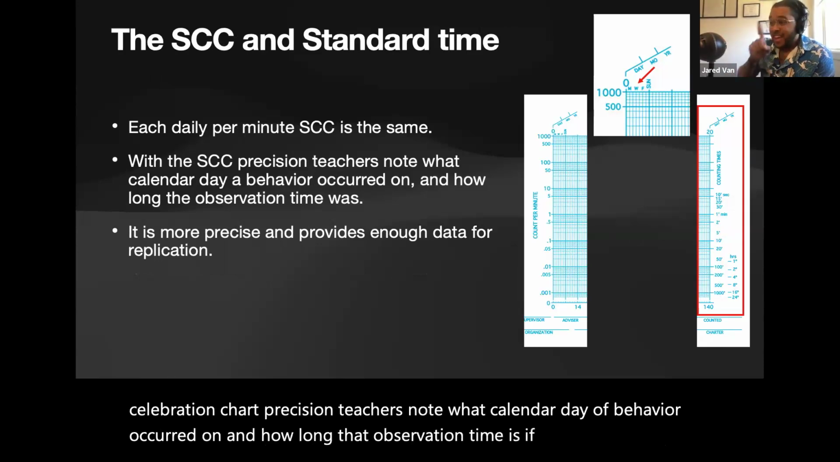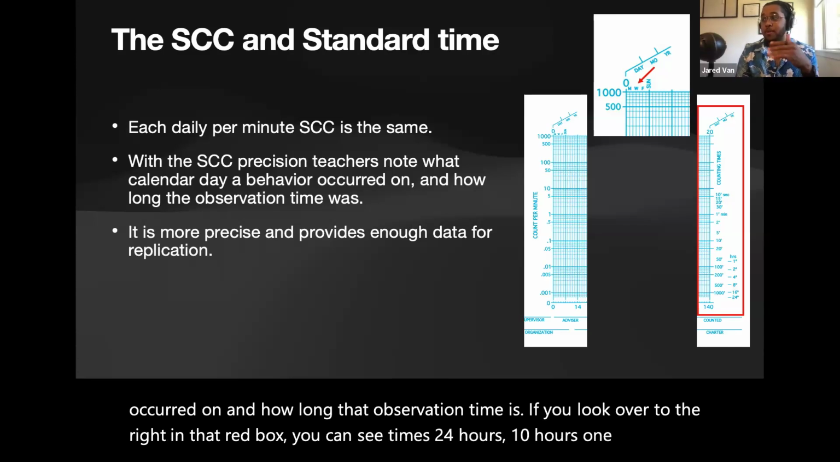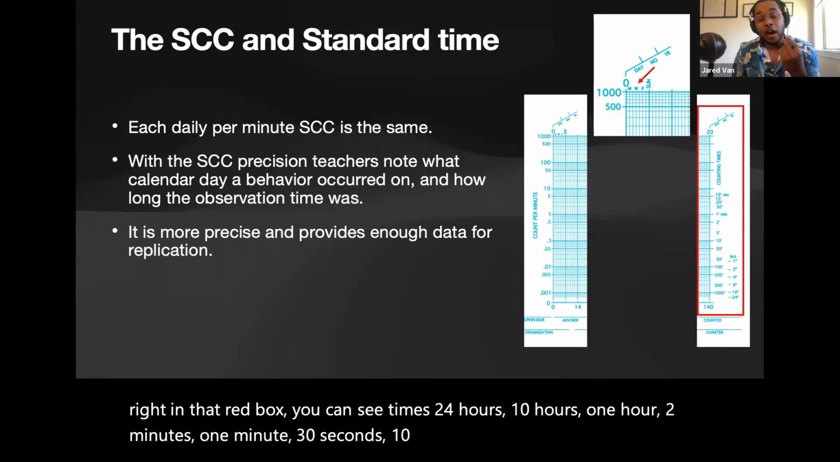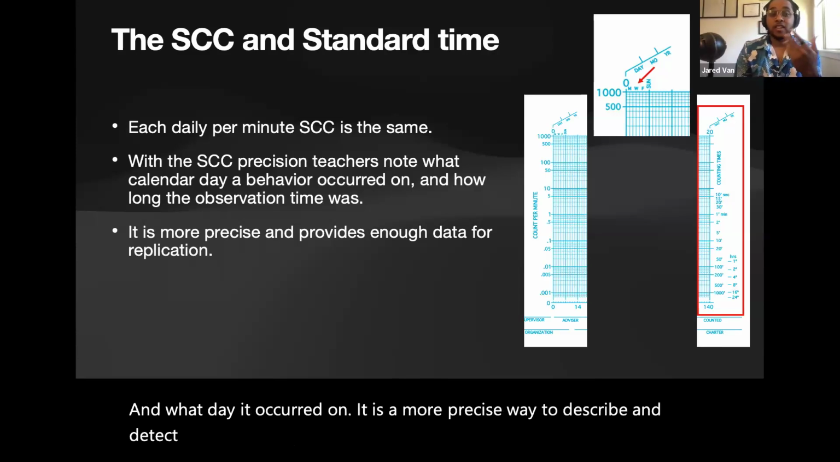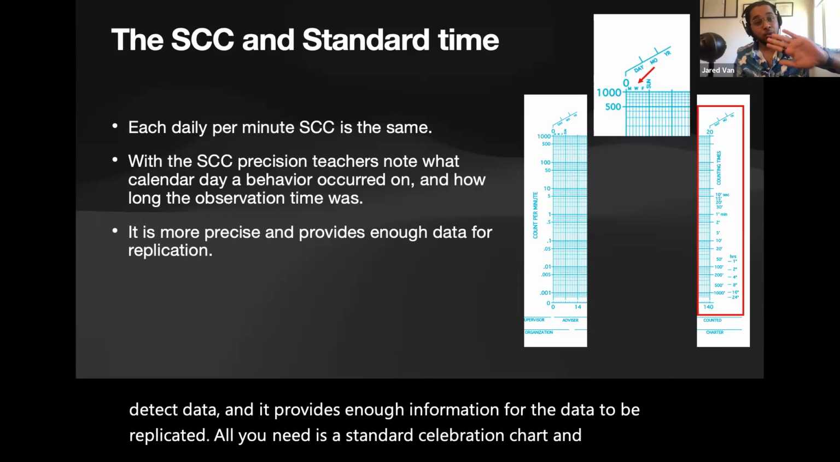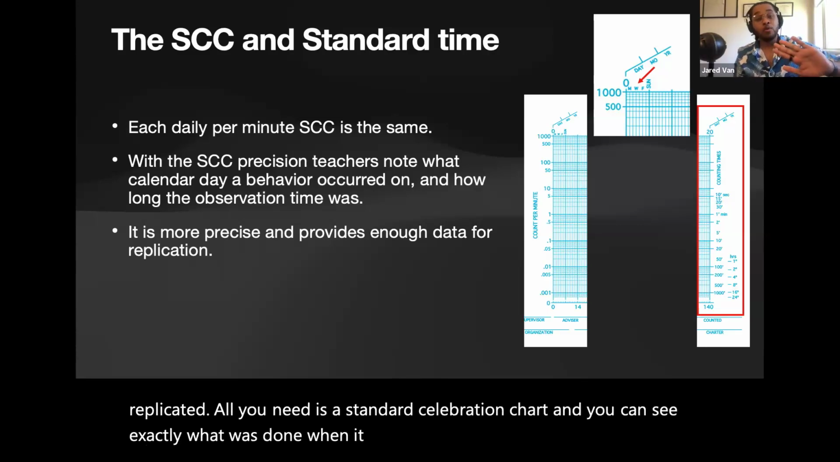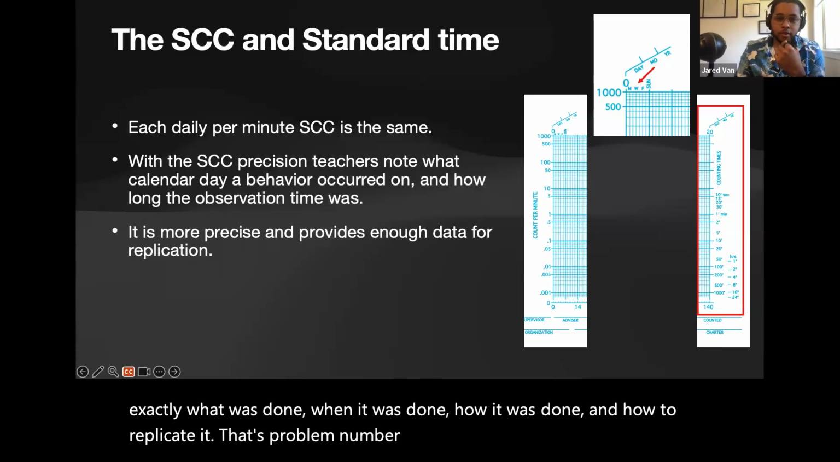If you look over to the right in that red box, you can see times: 24 hours, 10 hours, 1 hour, 2 minutes, 1 minute, 30 seconds, 10 seconds. We note how long was the observation time and what day it occurred on. It is a more precise way to describe and detect data, and it provides enough information for the data to be replicated. All you need is a standard acceleration chart, and you can see exactly what was done, when it was done, how it was done, and how to replicate it. That's problem number one. Let's move on to problem number two.